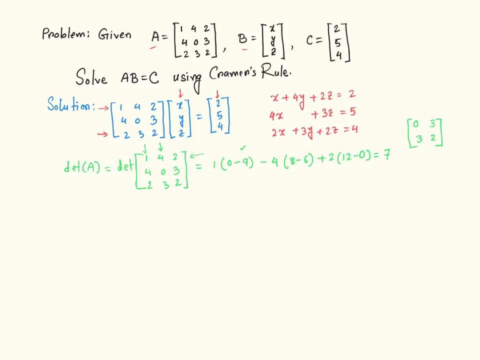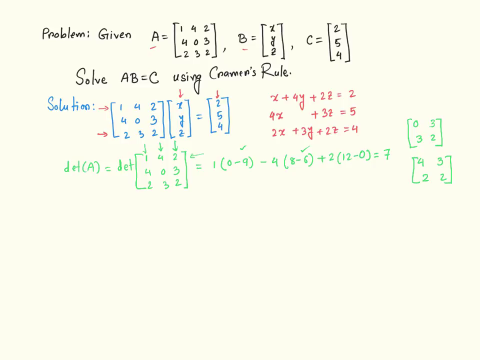Then for the second column, first row entry is going to be negative, so negative 4 times, if we ignore the first row, second column, we get 4, 3, and then 2, 2. So determinant of that is going to be 8 minus 6. 4 times 2 is 8, 8 minus 3 times 2 is 6. This one.